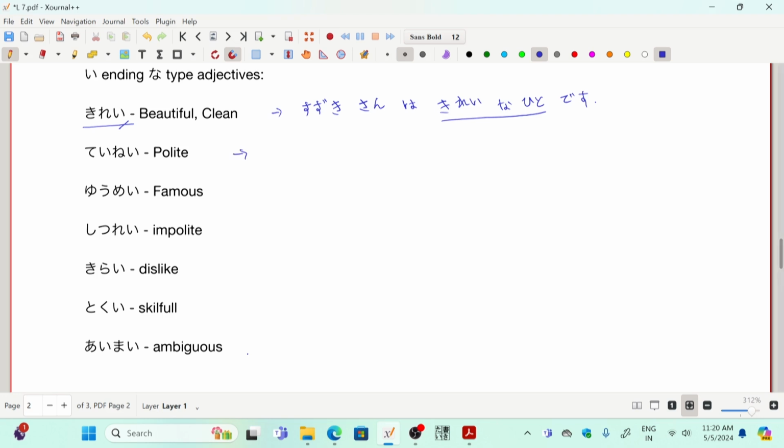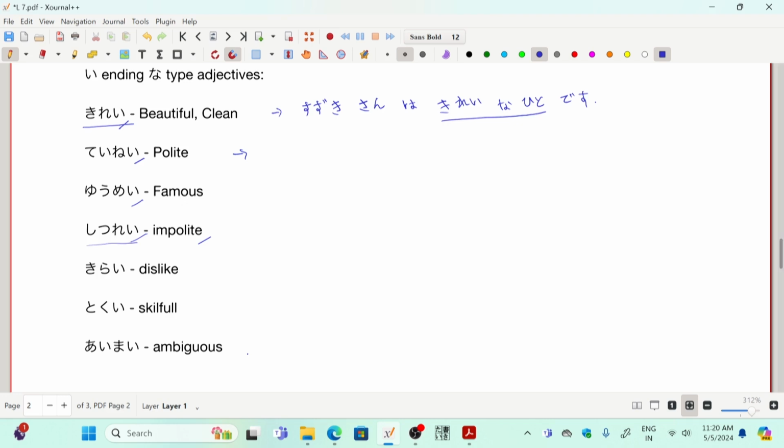Next, teinei, it is again polite. It ends with E but it is Na type. Similarly, yuumei, famous. Next is shitsurei, which is impolite.